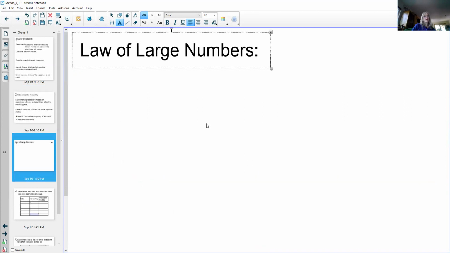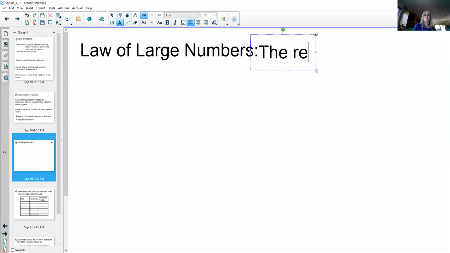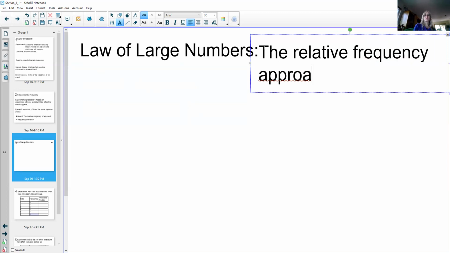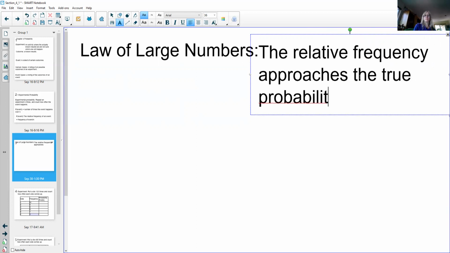And that can help us with the law of large numbers. The law of large numbers says that the relative frequency approaches the true probability as n gets larger and larger.